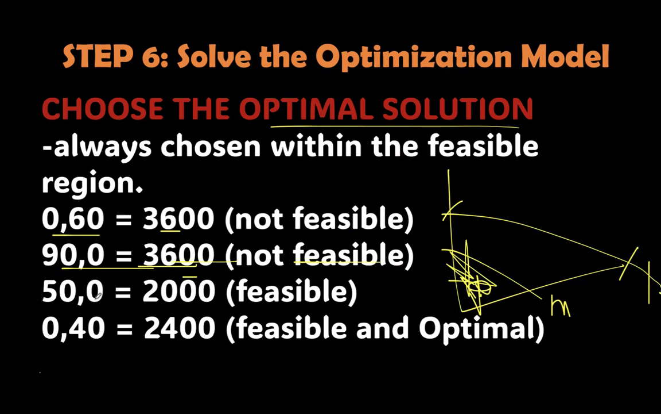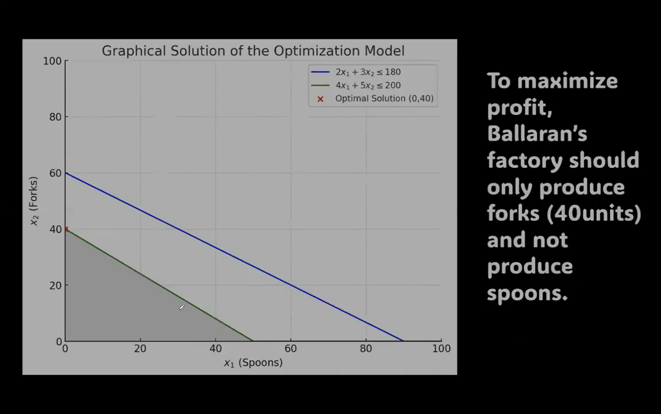For the 50, that is in the feasible region, so 2,000 is feasible. However, that's not an optimal solution. So for 0, 40 it is 2,400. Comparing the two, since they are both feasible, the optimal solution will be this one, since our goal is to optimize the problem. So 2,400 is our optimal solution. That's how you will deal with that one.